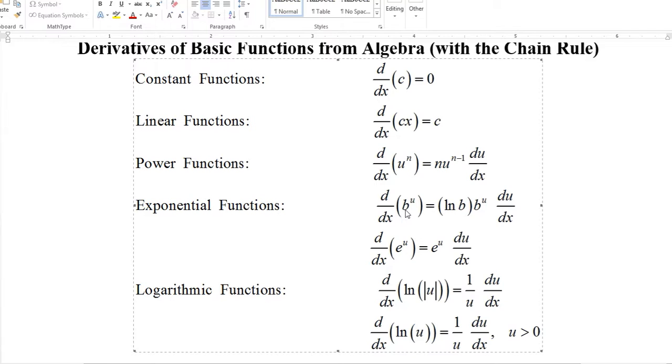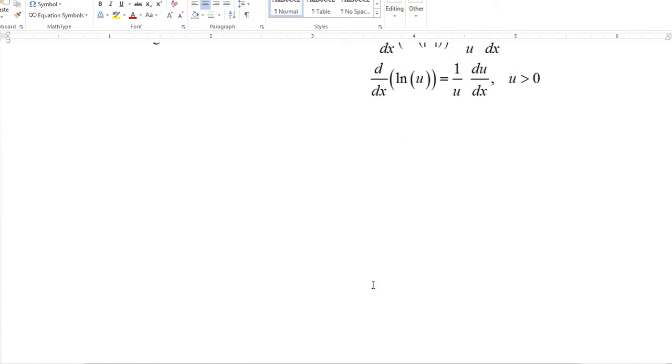Now notice this one's opposite: constant base, variable exponent. The derivative of b to the u is natural log of b times b to the u times the derivative of u. And of course, if b is e, then the natural log of e is 1. So the derivative of e to the u is e to the u times the derivative of u with respect to x. And the derivative of the natural log of the absolute value of u is 1 over u times du over dx. And the derivative of ln of u without the absolute value is also 1 over u times du over dx, but it's only defined when u is positive. And so those are the basic formulas that will get us through any of the problems that we're likely to encounter in survey of calculus.